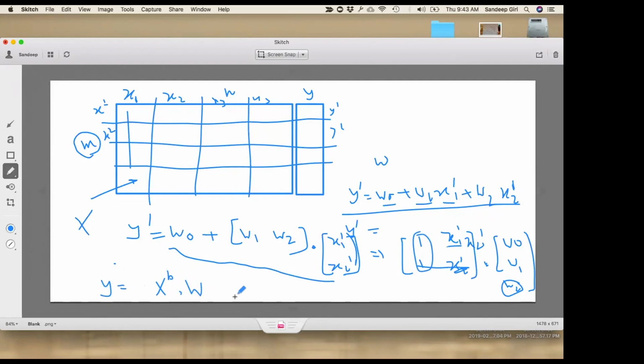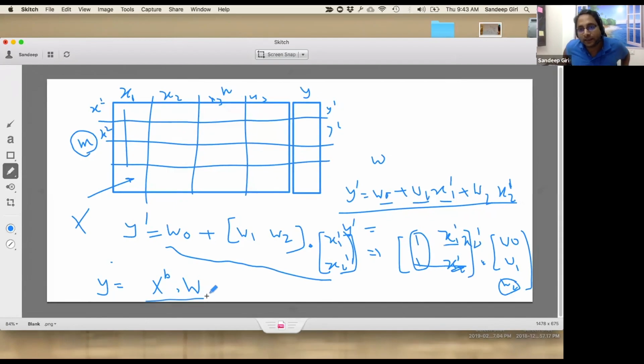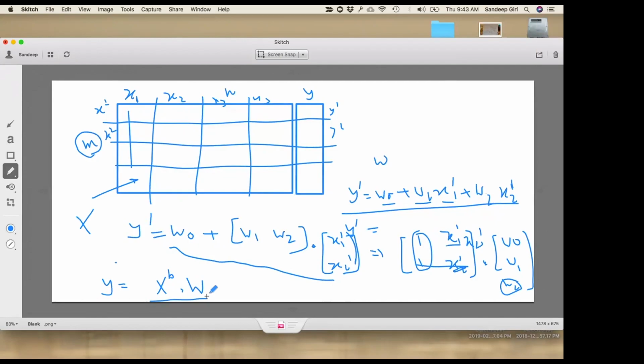W is w naught, w1. So imagine this now. We could actually stack up all the rows. We could say 1, x1, first row, then second row will be second row from here, and we can express the whole matrix like this. y is a function of all of this multiplied with weights. So that's the expression. I hope this is clear.